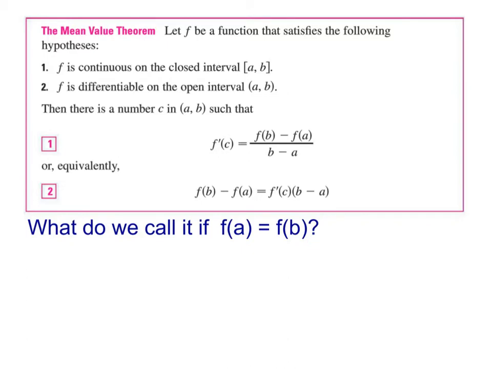Well, notice if f of a equals f of b, that means when we subtract them, that'll be 0. So the derivative would equal 0 in that case. What do we call this thing when it deals with it being 0? If you look back at your notes from yesterday, you would see that we call that Rolle's theorem.